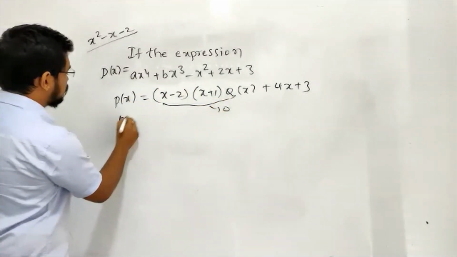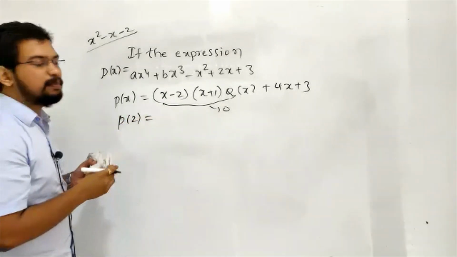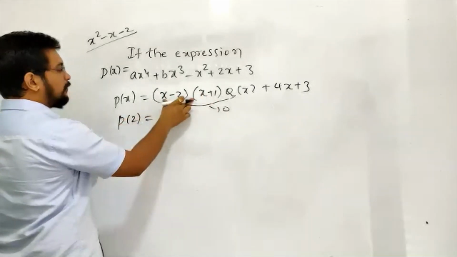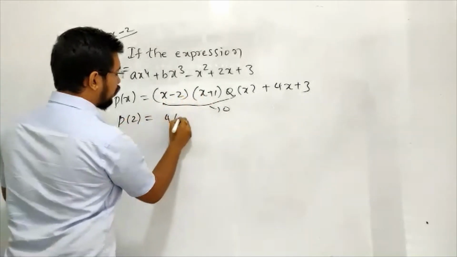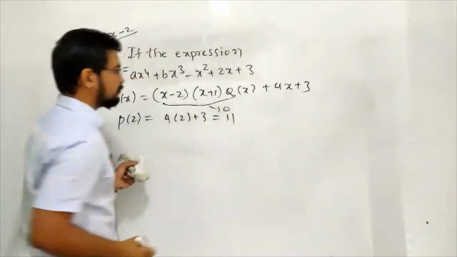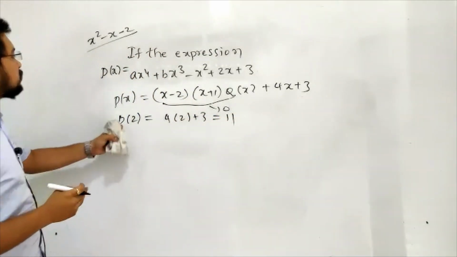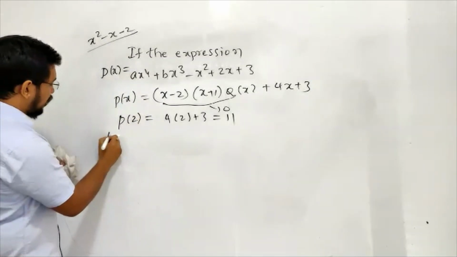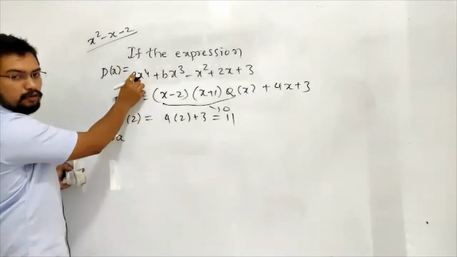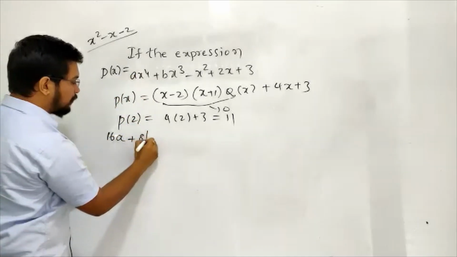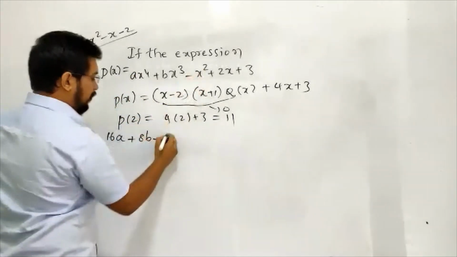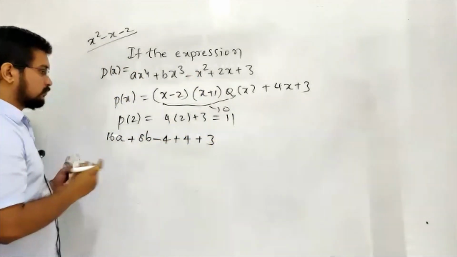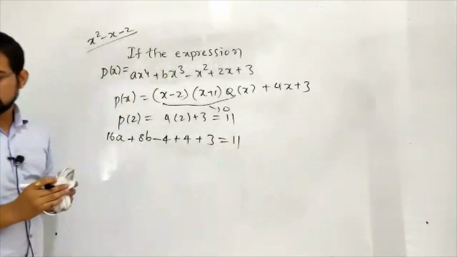So I'll write P of 2. If I substitute P of 2, this part will be 0, and this is nothing but 4 into 2 plus 3, which is 11. Now, what is P of 2 with respect to this expression? P of 2 is 16a, 2 power 4a, plus 8b minus 4 plus 2 plus 3, which is equal to 11.